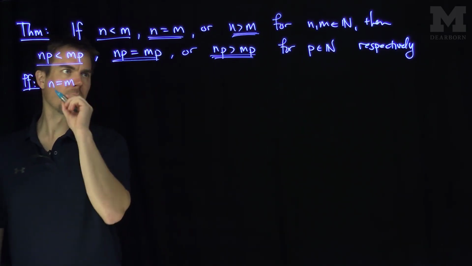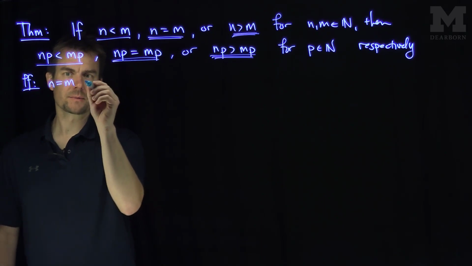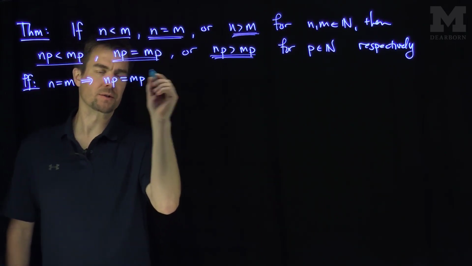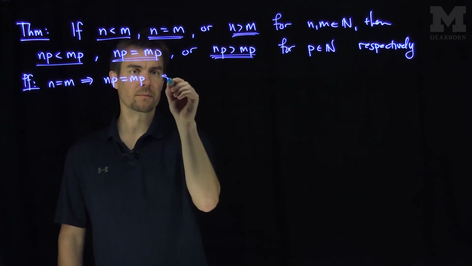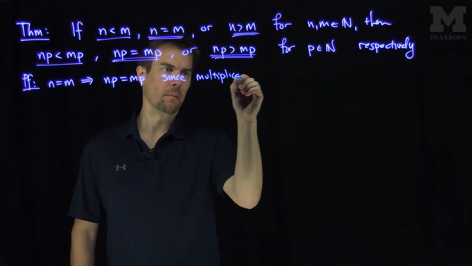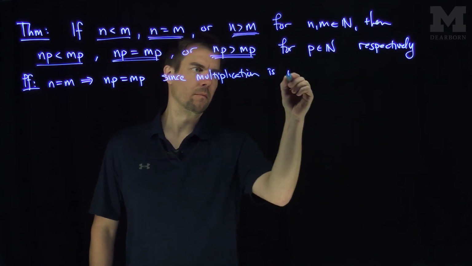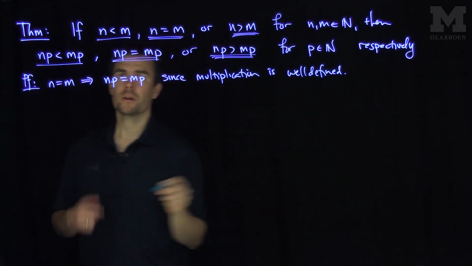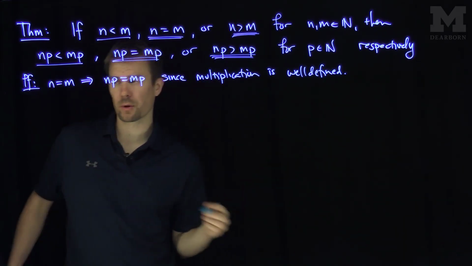The second case is trivial, so the proof of this: n equals m implies n times p equals m times p, since multiplication is well defined. That follows from the definition of multiplication. Now let's assume one of the cases, the other case is similar.